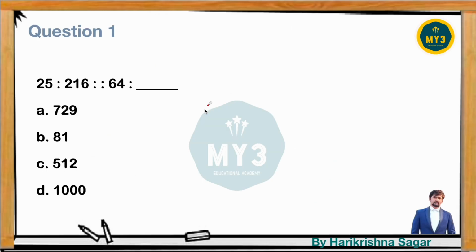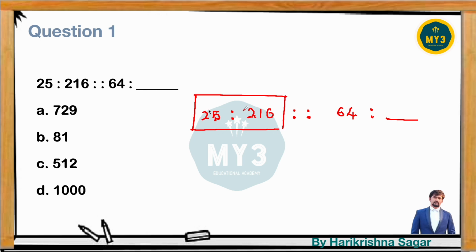See, we have a question like this. 25 is 216. Then 64 is what? So I already told you, first observe the reference pair. Reference pair means the complete pair. And understand what is the logic available in this reference pair. So 25 and 216, these are very familiar numbers. If you observe 25, we can write it as 5 square. And 216, what is this number? You can refer the cube numbers once again. This is a cube number. And how can we write it? 216 is nothing but 6 cube.